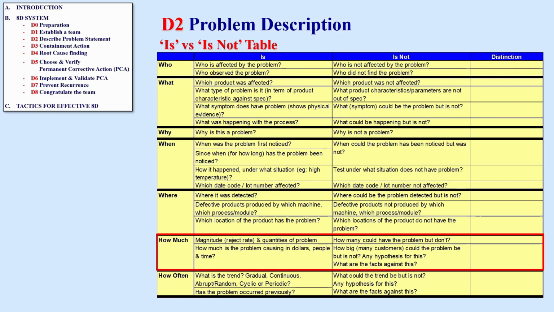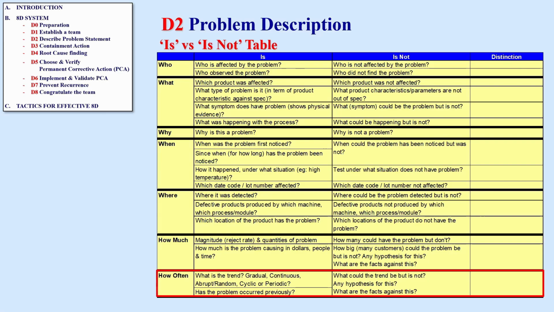While asking these negative questions, we also should ask, any hypothesis for this? What are the facts or observations against this? I will come to share a sample of the is versus is not table. You will have a clearer picture later on of what I am saying now. Lastly, how often? Here, we try to find out what the trend is.